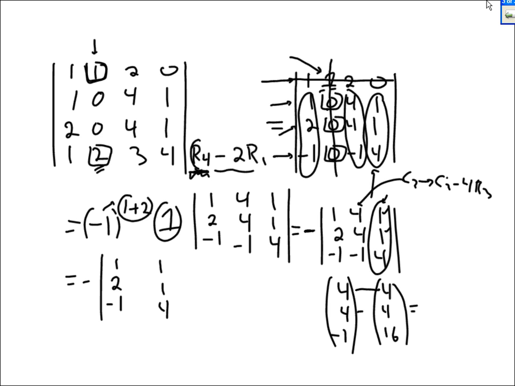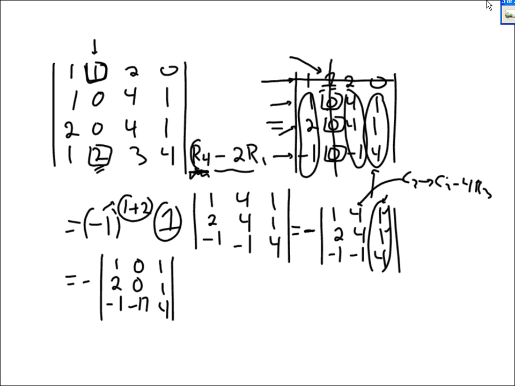4 minus 4 is 0. 4 minus 4 is 0. 1 minus 16 is -17. Okay? 0, 0, -17. Let's get rid of our side work. Now, this 3 by 3 matrix, I don't have to do the spaghetti method on.